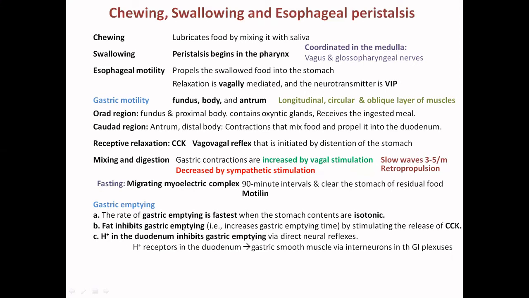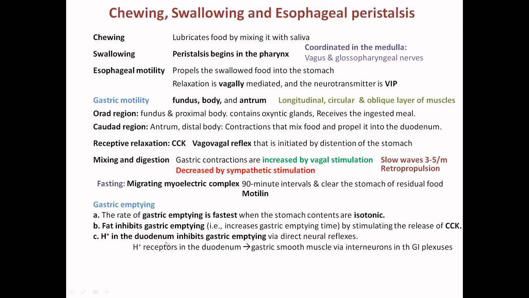Then fat inhibits the gastric emptying. As long as enough fat is present in the food in the stomach, it will not move toward the duodenum, which means the time the food remains in the stomach will increase, and it stimulates the release of CCK. And H+ in the duodenum inhibits gastric emptying, meaning the acid is not properly neutralized by the bicarbonate.